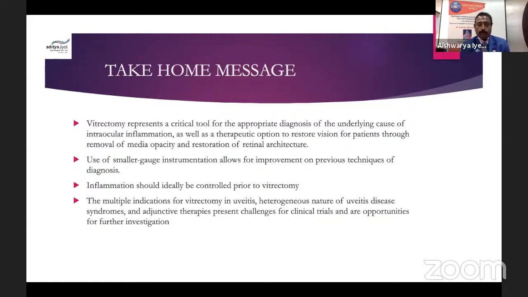So the same thing holds good for uveitis. Inflammation should ideally be controlled prior to vitrectomy. The multiple indications for vitrectomy in uveitis, the heterogeneous nature of uveitis disease, syndromes, and adjunctive therapies present challenges for clinical trials and are opportunities for further investigation.